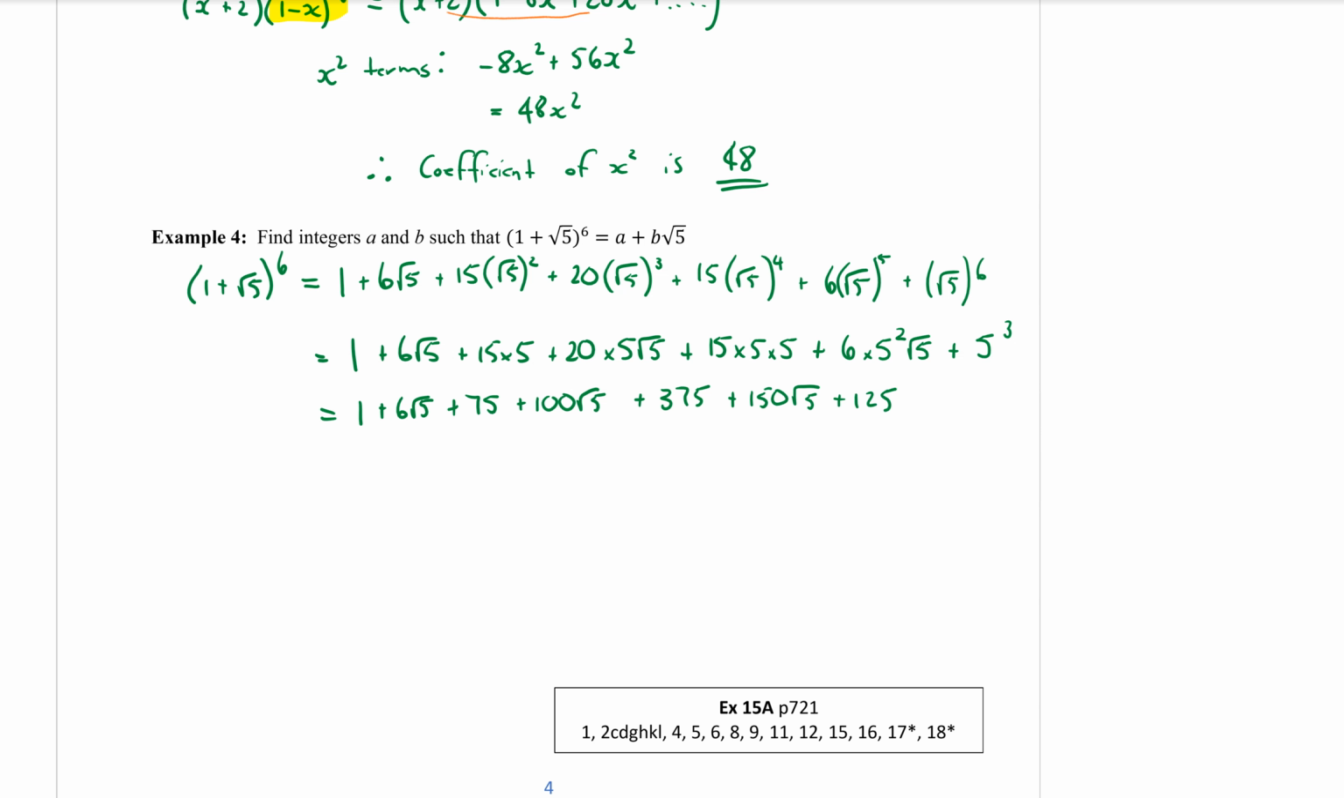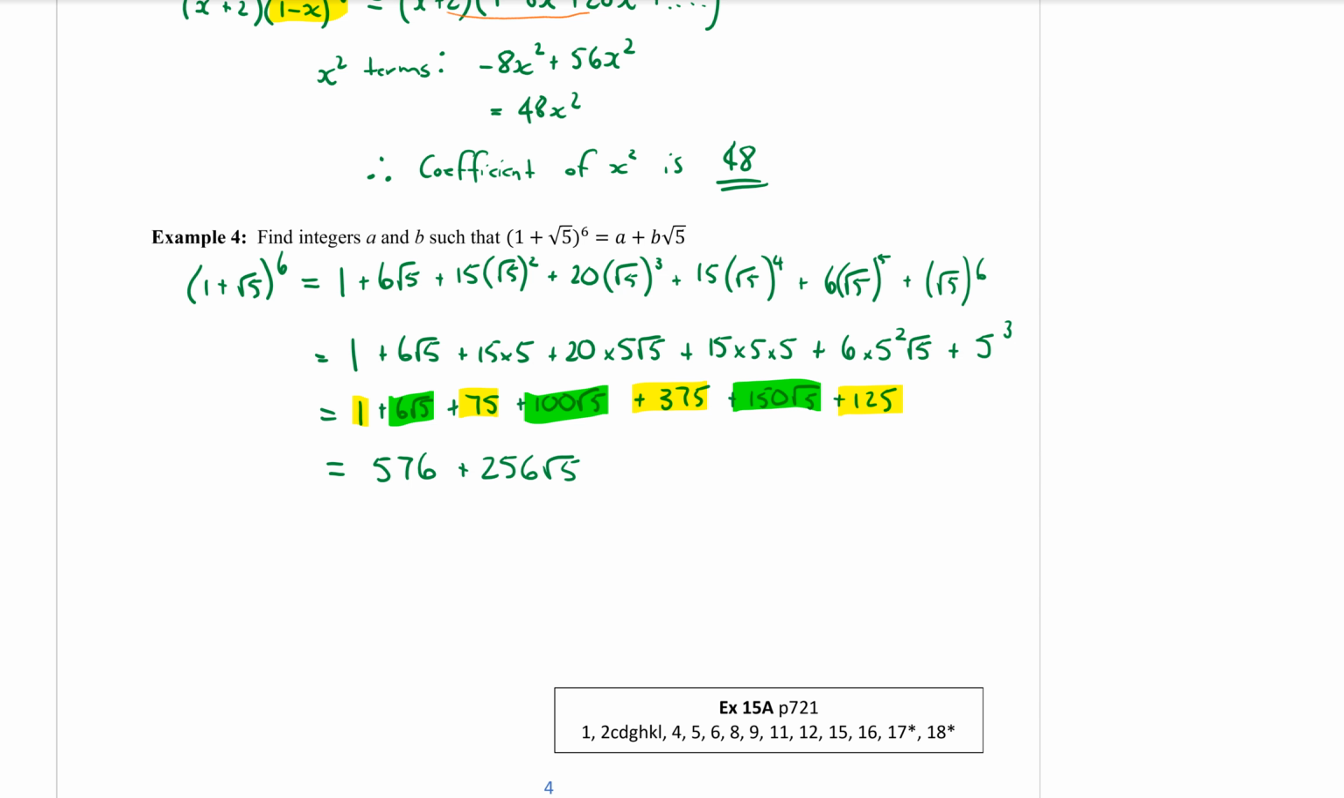Now there's only 2 types of terms here. There's normal numbers and there's root 5 terms. So 1 plus 75 plus 375 plus 125, they all collect up and we get 576. And then our root 5s, those can all be added together and we get 256 root 5.